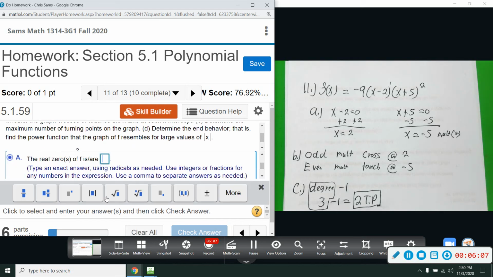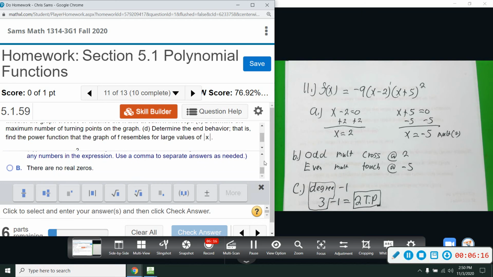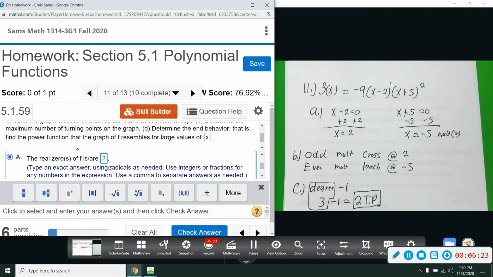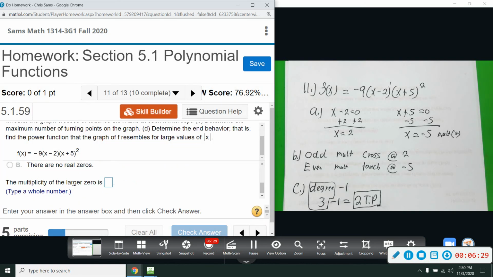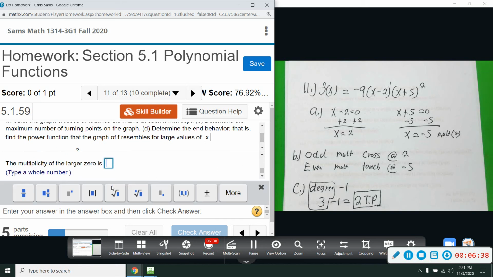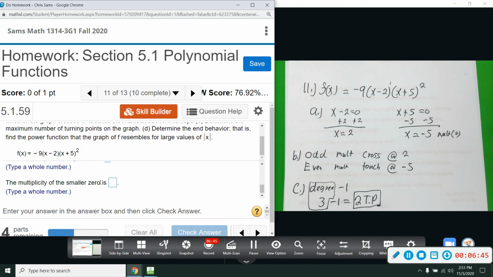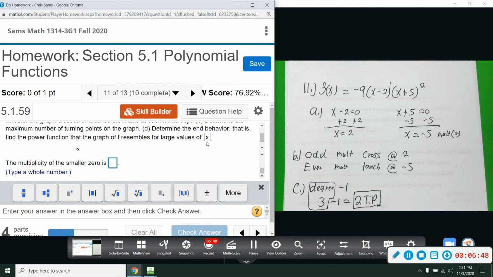So A, the zeros are, let me see, it says type exact answer using radicals, integers. It doesn't say if I'm going to be doing the multiplicity here. So I'm just going to say 2, comma, negative 5. Okay. The multiplicity of the larger zero, so the larger zero is 2, has a multiplicity of 1. It's only one of those. And then the multiplicity of the smaller zero, negative 5, there are 2 of those. So the multiplicity is 2 here.